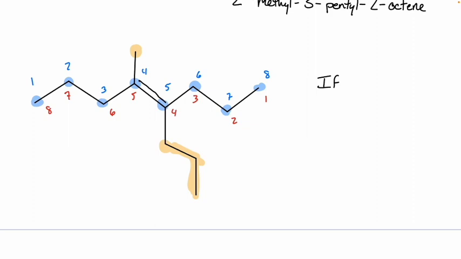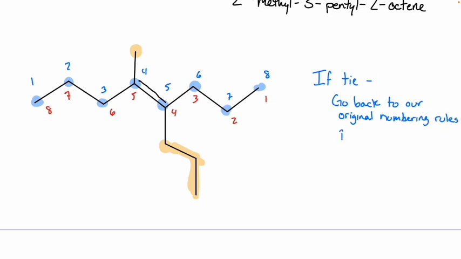So if we have a tie, we're going to go back to our original numbering rules, where first we just want the lowest number in our name, and then second, if there's a tie, we'll break that with alphabetical order. Okay, so given that, see if you can't finish this off here, which one should be correct, red or blue?